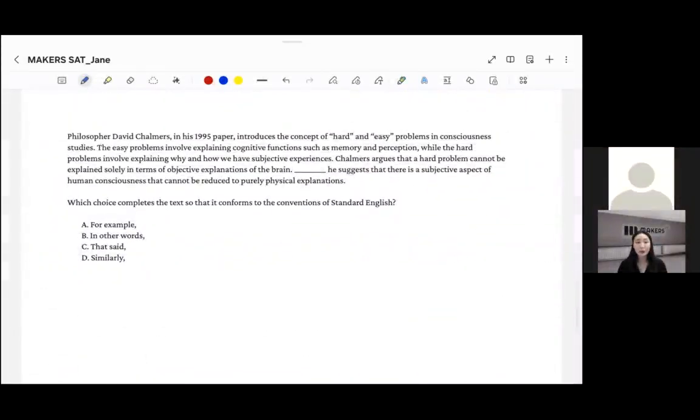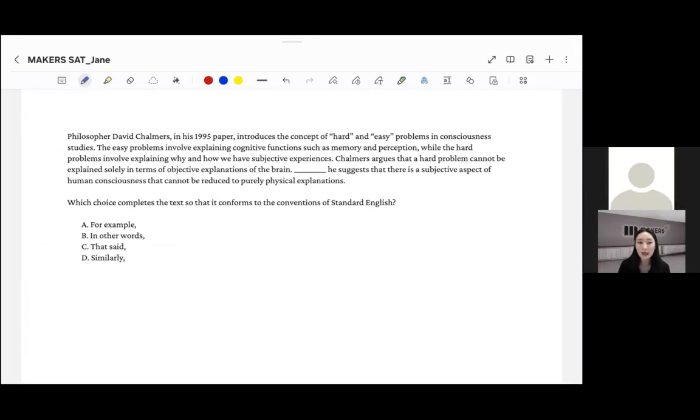Now we are going to look at one transition question. So philosopher David Chalmers, in his 1995 paper, introduces the concept of hard and easy problems in consciousness studies. The easy problems involve explaining cognitive functions such as memory and perception, while the hard problems involve explaining why and how we have subjective experiences. Chalmers argues that a hard problem can be explained solely in terms of objective explanation of the brain. Blank. He suggests that there is a subjective aspect of human consciousness that cannot be reduced to purely physical explanations.